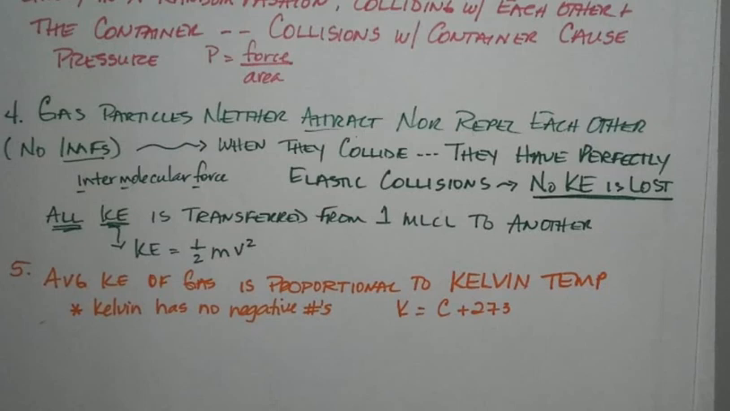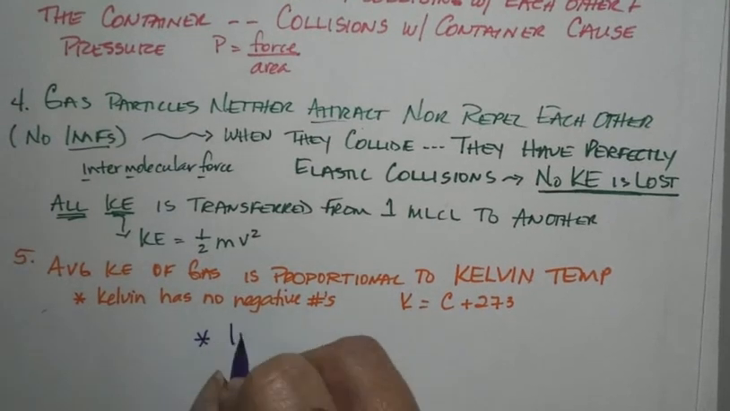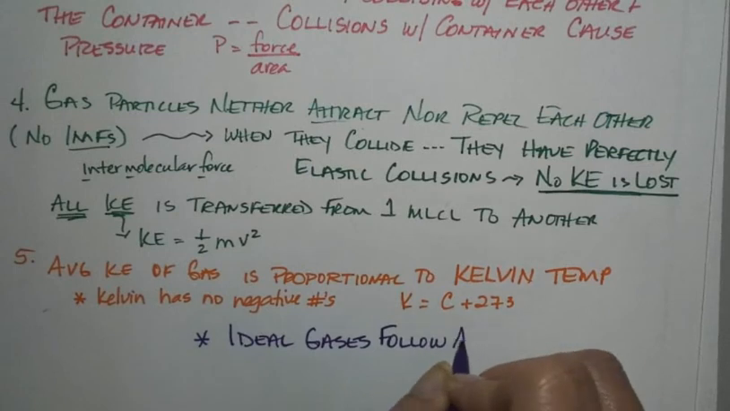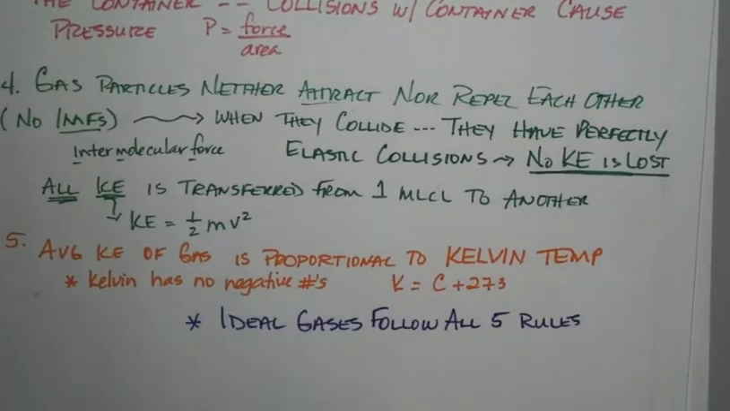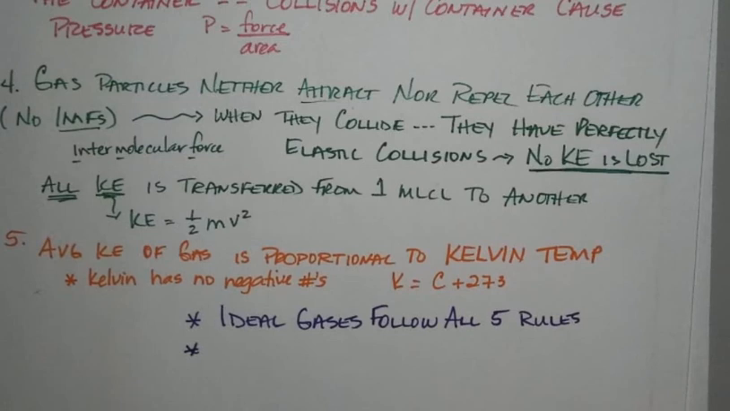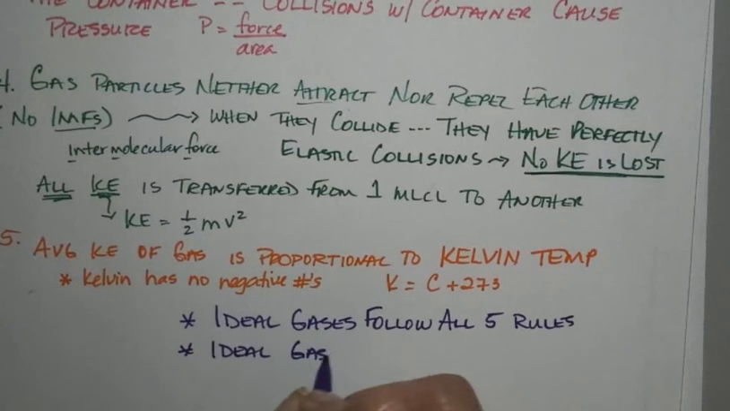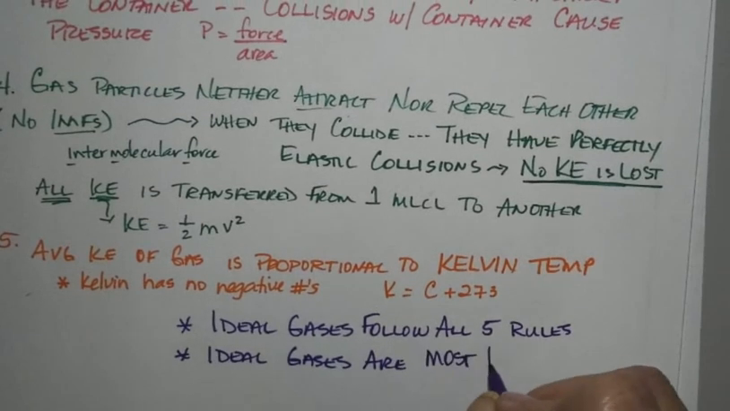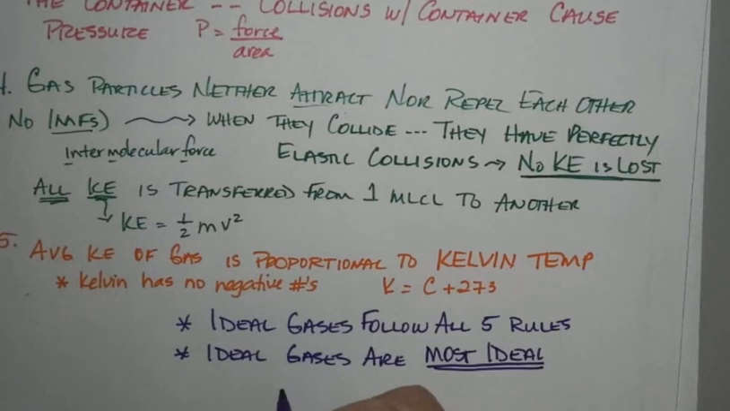Okay, the last thing on here is that when we deal with ideal gases, ideal gases follow all 5 rules. We could say tenets or something like that, but they follow all 5 rules here. Ideal gases are most ideal at low pressure and high temperature. They're going to ask you that question: which gas is most ideal? They're most ideal at low pressure and high temperature.